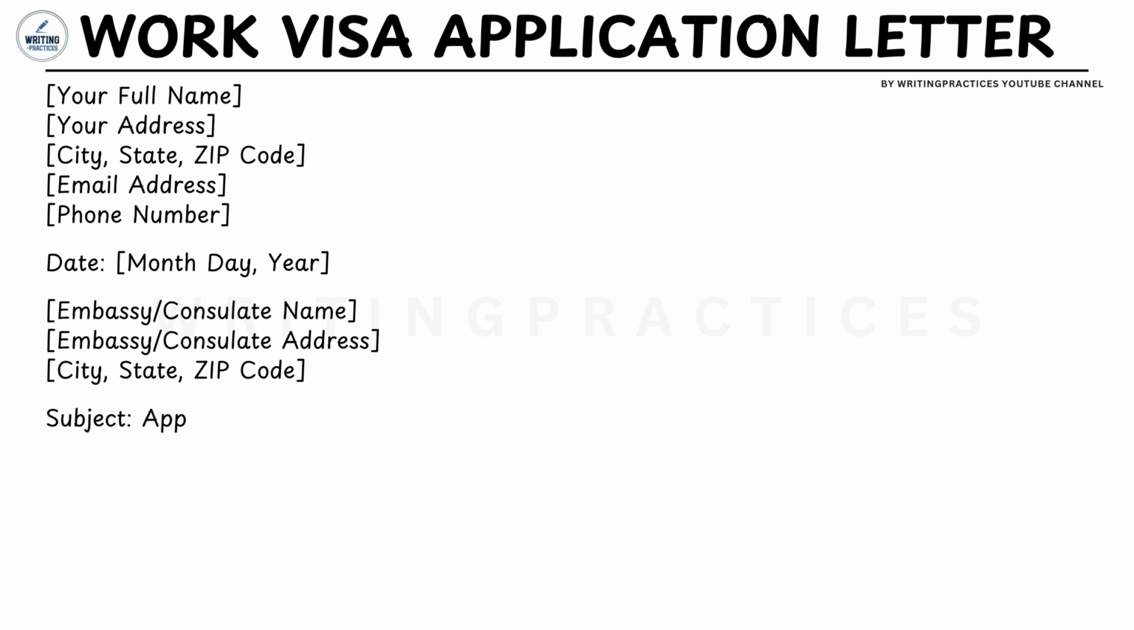Subject line, clearly stating the purpose of your letter. The subject line should be direct and specific, so the immigration officers immediately understand the reason for your application. Format it like this. Subject: Application for work visa type. For example, Subject: Application for temporary work visa, H-1B. This makes it clear that you are applying for a work visa and helps process your application efficiently.